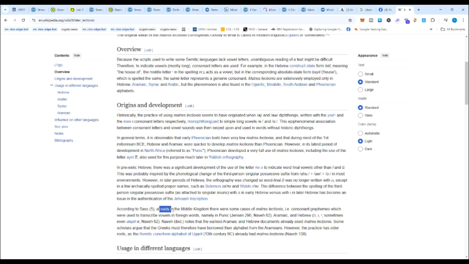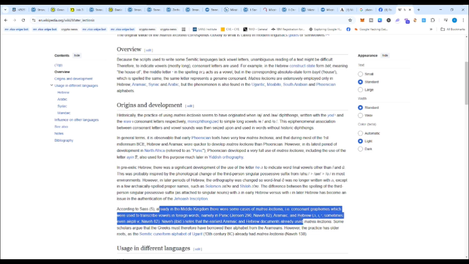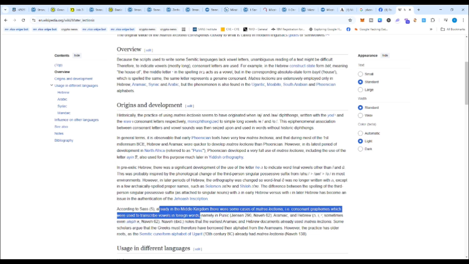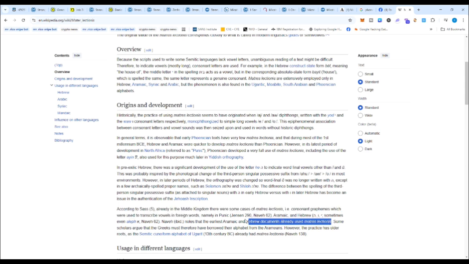According to Sass, already in the Middle Kingdom, there were some cases of matres lectionis, consonant graphemes which were used to transcribe vowels into foreign words, namely in Punic, Aramaic, and Hebrew, sometimes even Aleph. Naveh notes that the earliest Aramaic and Hebrew documents already used matres lectionis, meaning they had vowels. Some scholars argue that the Greeks must therefore have borrowed the alphabet from the Aramaeans.